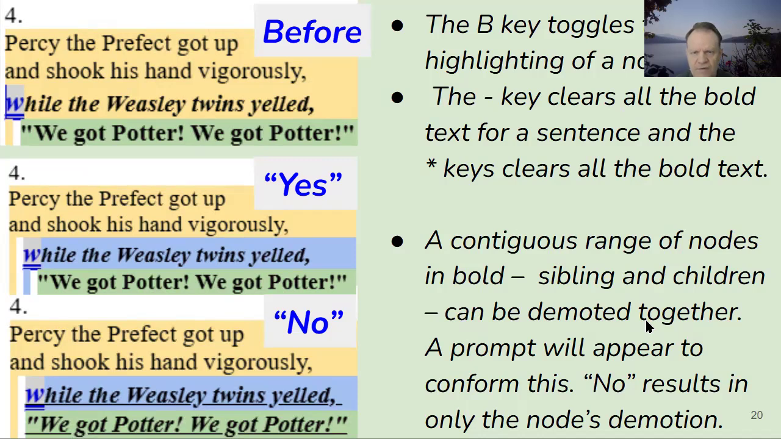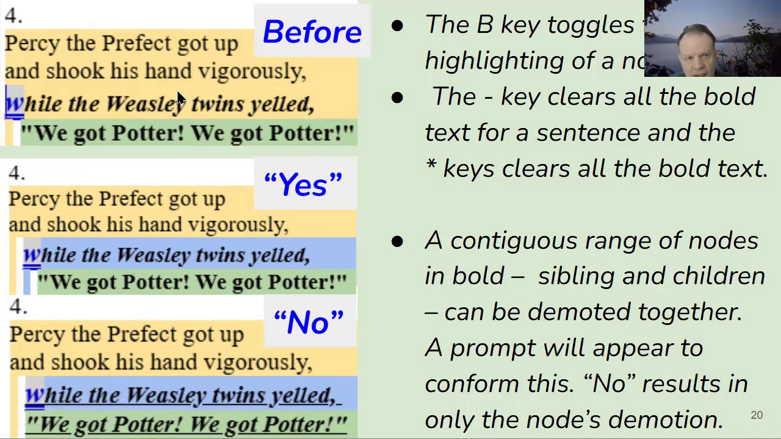If you have a contiguous range of nodes in bold, okay, so contiguous means they're all joined together, they can be demoted together with the D key. A prompt will appear to confirm this. No results in only the node's demotion.